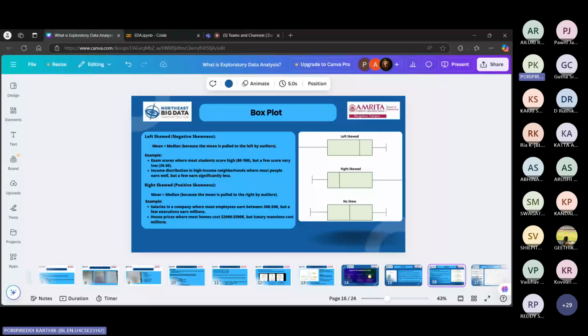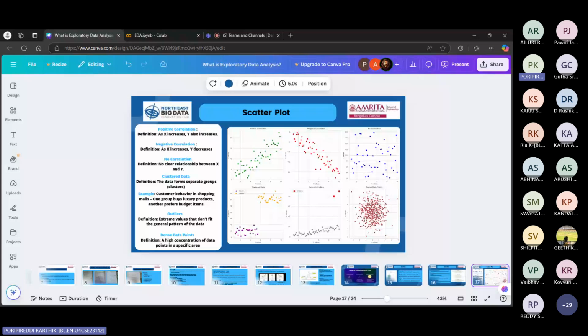And coming to scatter plot, we can see six different scatter plots here. The first one is a positive correlation scatter plot, where as x increases, y also increases. And the second one is a negative correlation plot. As x increases, y decreases. And the third one, as we can see, there is no relation between the x-axis and y-axis.